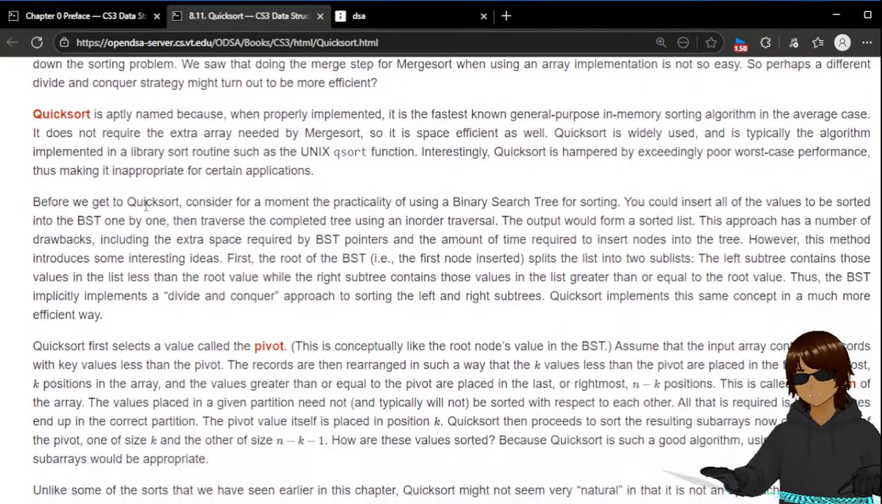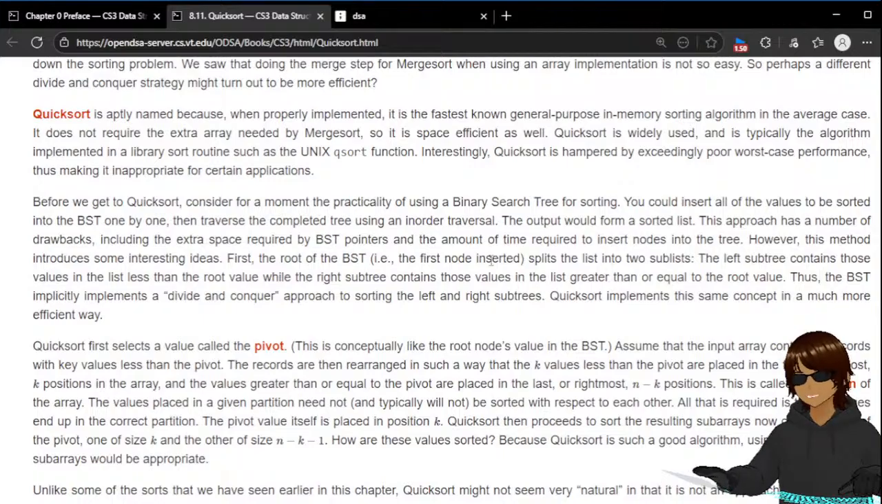Before we get to Quicksort, consider for a moment the practicality of using a binary tree for sorting. You can insert all of the values to be sorted in a BST one by one, then traverse the complete tree using an in order traverser. The output would form a sorted list. This approach has a number of drawbacks, including the extra space required by BST pointers and the amount of time required to insert nodes into the tree. However, this method introduces some interesting ideas.